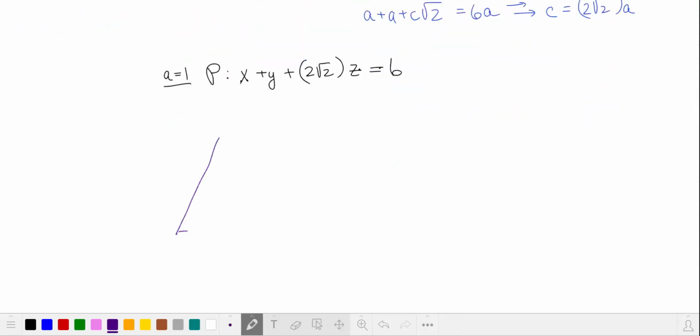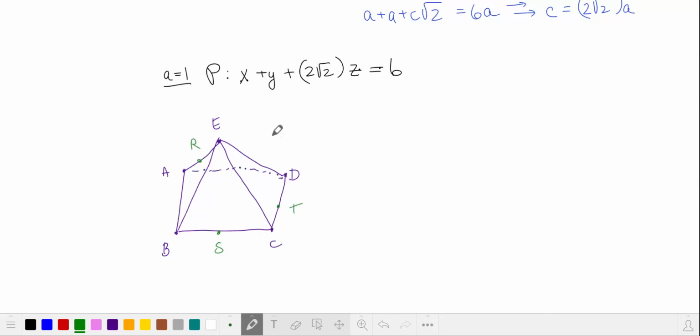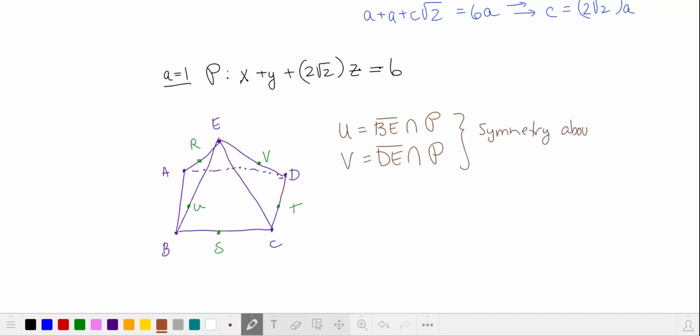Let's redraw our pyramid. Here's our base, A, B, C, D. Our vertex E is on top. Here are midpoints R, S, and T. Our plane is going to have a couple of other intersecting points through the pyramid. These will occur at segments BE and DE. We'll call these 2 points U and V somewhere on these segments. So U is the intersection of BE and our plane, and V is the intersection of DE and the plane. We can also note that there is some symmetry on either side of this diagonal AC, so we can take advantage of that. Let's figure out the coordinates of U.